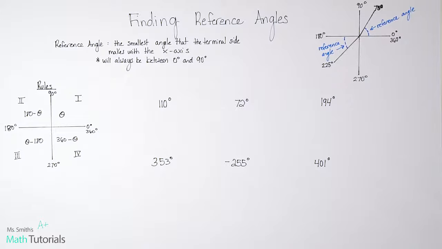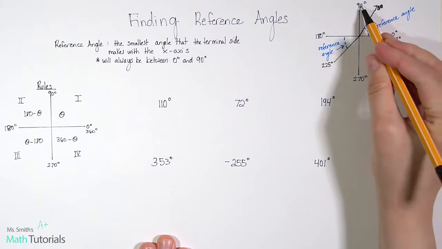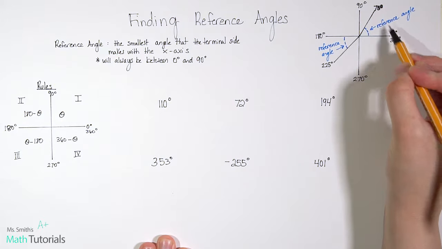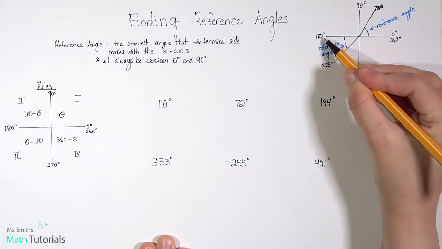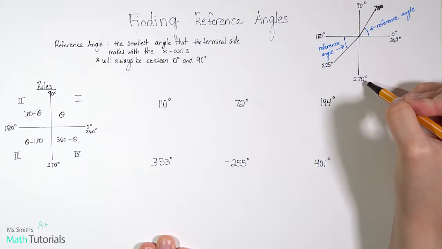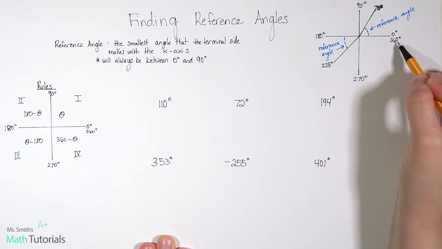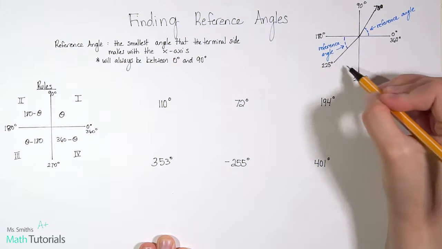I'm Miss Smith. In this video, we're going to be talking about finding reference angles. A reference angle, and I've given you a little definition here, is the smallest angle that the terminal side makes with the x-axis. We have our little unit circle here, so it starts at 0 degrees, moves to 90, and then 180, and then 270 degrees, and then back to 360 degrees, so it moves in a full circle.